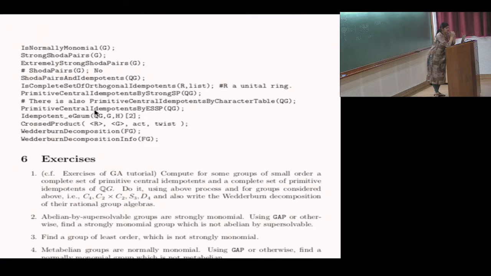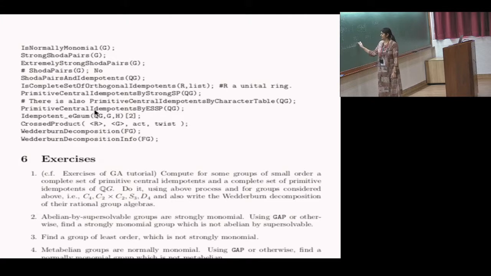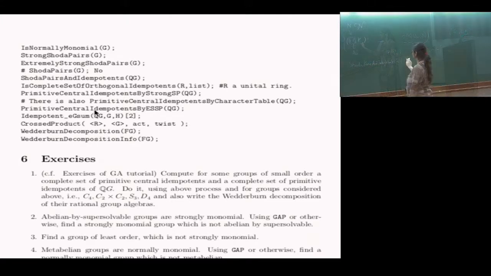All right, so a small remark: if you input the command Shoda pairs, this is not a valid command there. The command here is Shoda pairs and idempotents. Somehow it calculates both the things together. And then you can just read the first part of it to get Shoda pairs. Okay, so that's not a big hurdle.